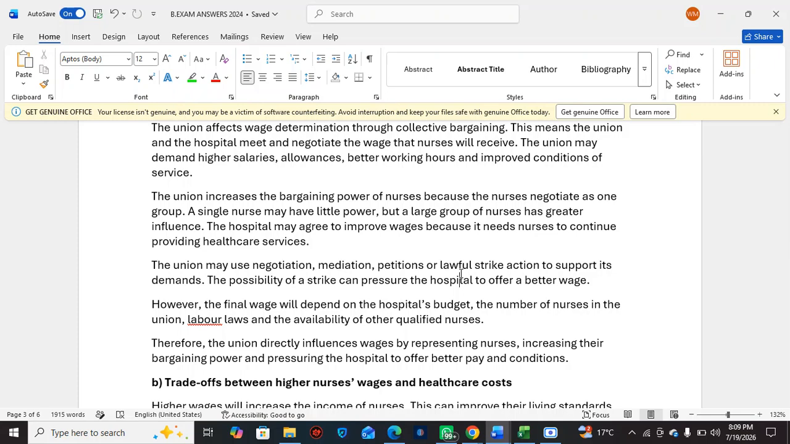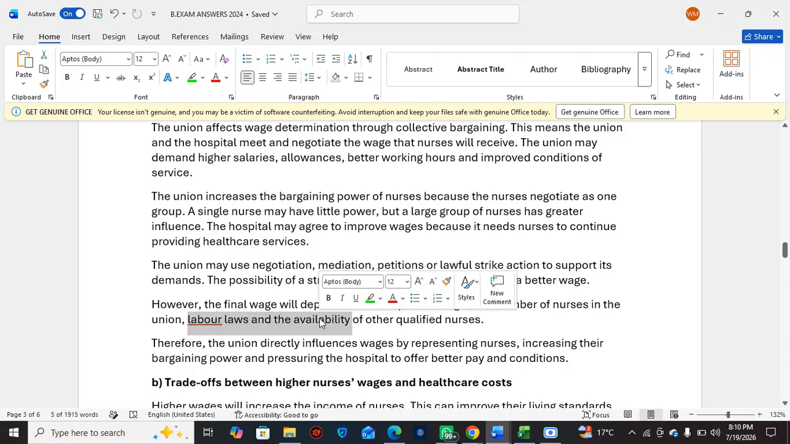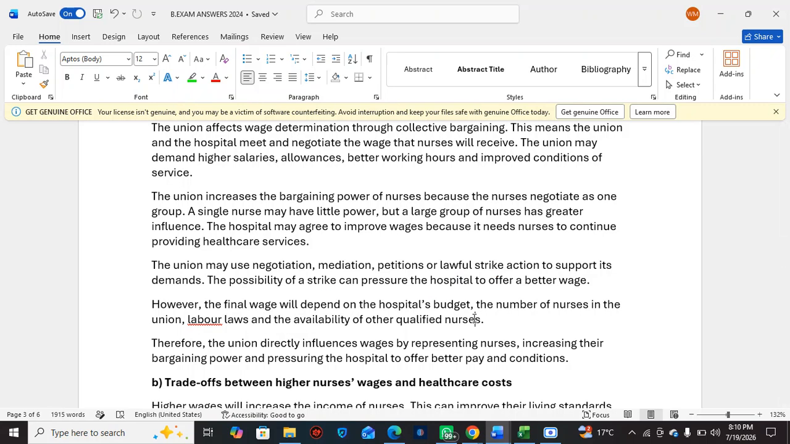So maybe they might say, okay, just drop it a bit so that at least you can be within budget. However, the final wage will depend on the hospital's budget, the number of nurses in the union, labor laws, and the availability of other qualified nurses. So if there are other nurses elsewhere, the hospital can say, okay, you can strike, we'll get other nurses. If the union comprises all the nurses, then they know a strike is going to put the hospital at a standstill.